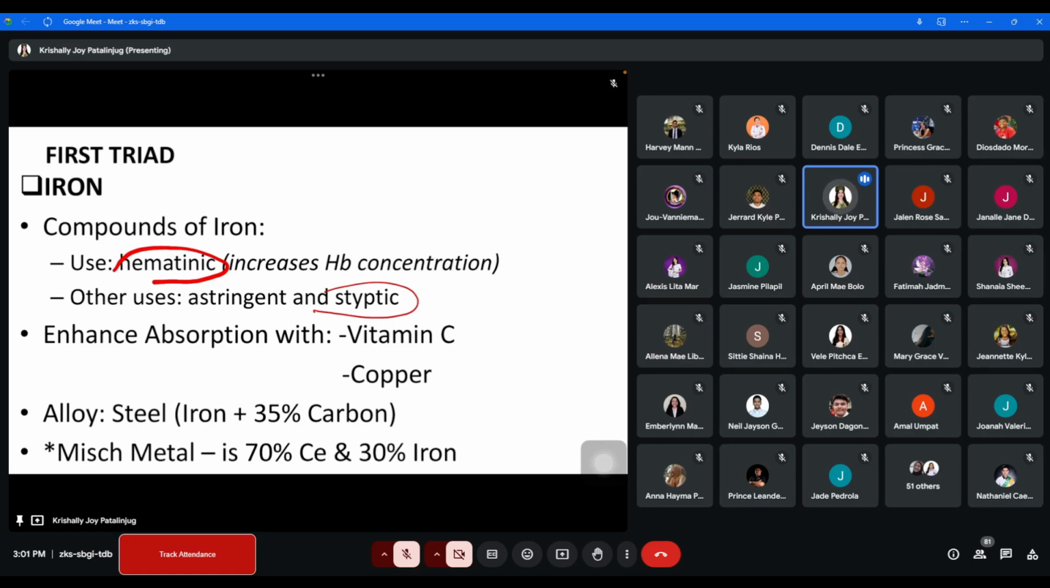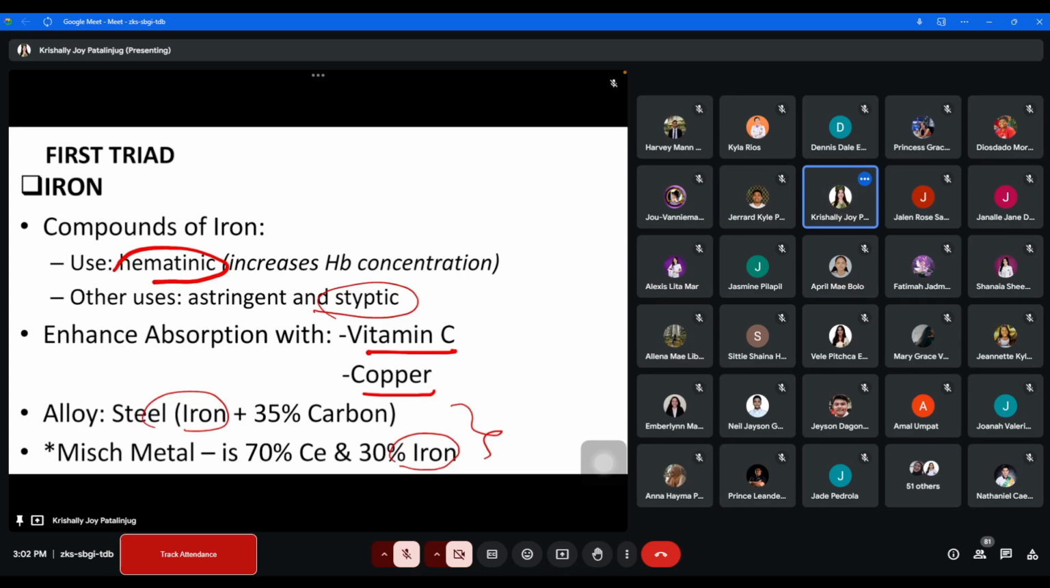Iron in the body, enhance yung utilization niya, enhance yung absorption niya in the presence of the following: pag may copper, pag may vitamin C. And these are alloys containing iron. And you take note, alloys containing iron: the steel, and the mish metal.